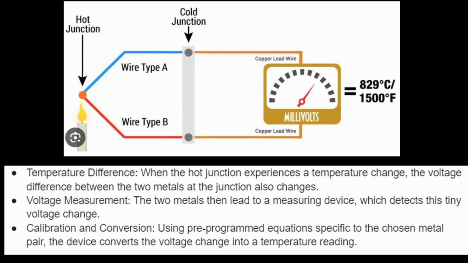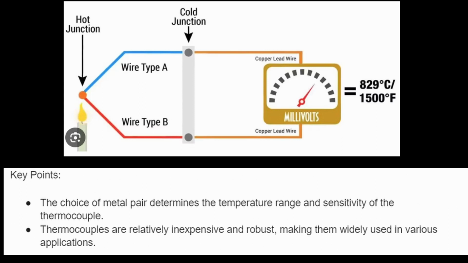Calibration and conversion. Using pre-programmed equations specific to the chosen metal pair, the device converts the voltage change into a temperature reading. The choice of metal pair determines the temperature range and sensitivity of the thermocouple. Thermocouples are relatively inexpensive and robust, making them widely used in various applications.